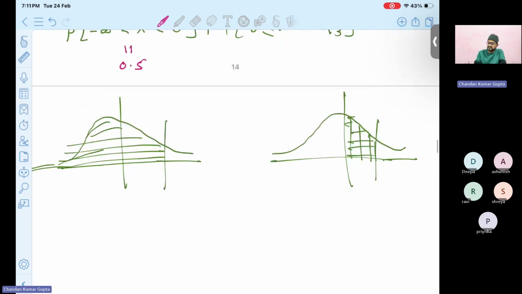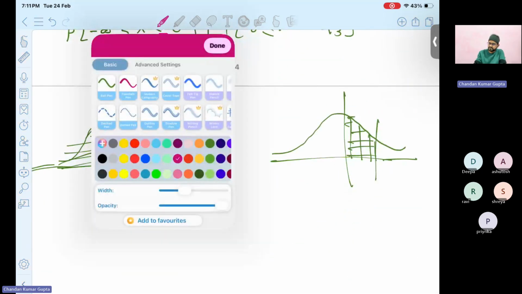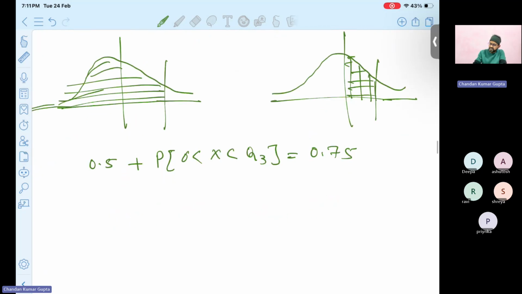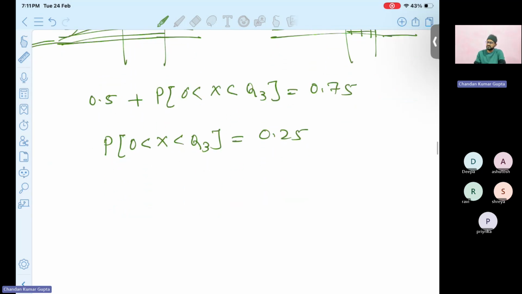So yes, we can write it like this: 0.5 plus the probability that x is between 0 and Q3 equals 0.75, and then the probability that x is between 0 and Q3 comes out to be 0.25. Now, since we do not have the Q3 value, but we have the probability value at Q3, which is 0.25, let's go to the table.